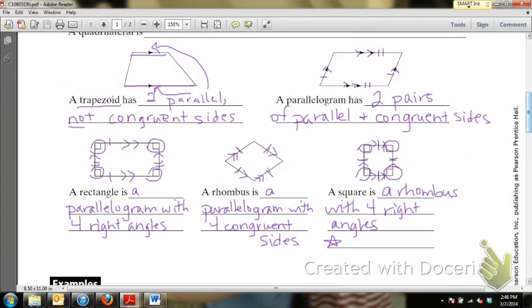Now a square is a regular quadrilateral because all of the sides are the same length and all of the angles are the same size. So a square is regular. So pause the video and fill all that in before moving on.